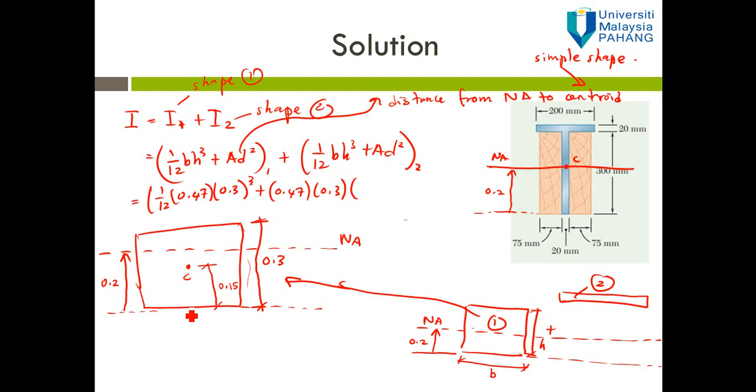Okay, so because the top surface to the C, the center of the simple shape, is 0.15, and because the neutral axis is located 0.2 from the bottom, the neutral axis will be slightly higher than the C. The D is measured from C to the neutral axis. So that is the D. For shape 1, D equals 0.2 minus 0.15, which is equal to 0.05 square.